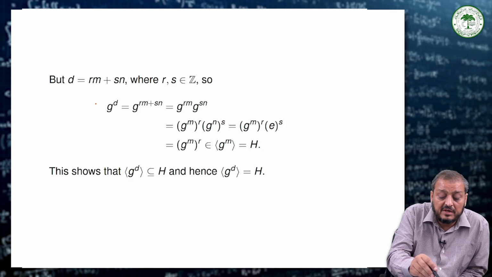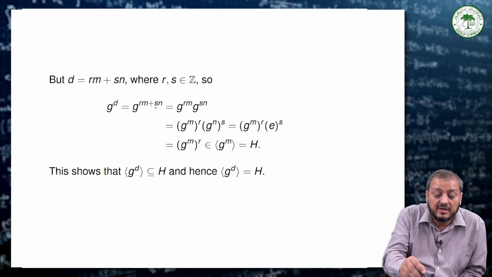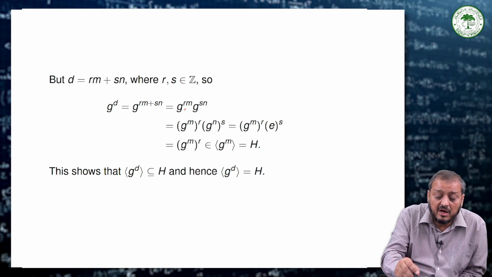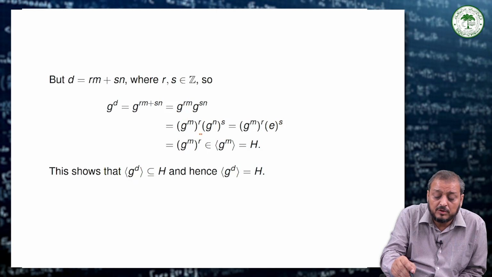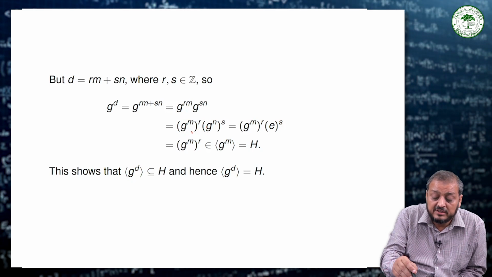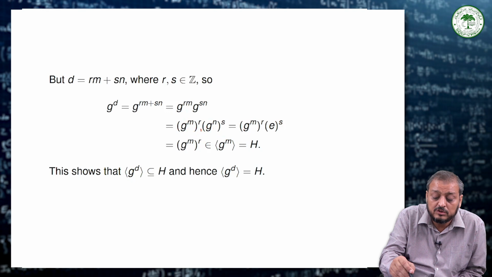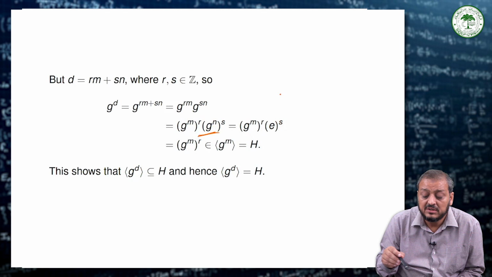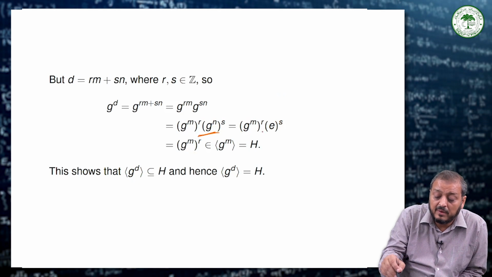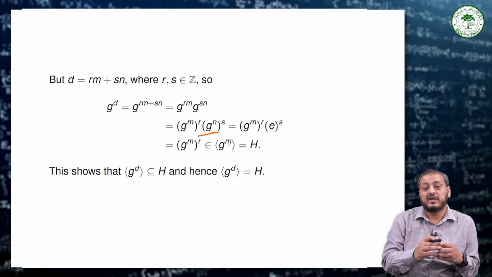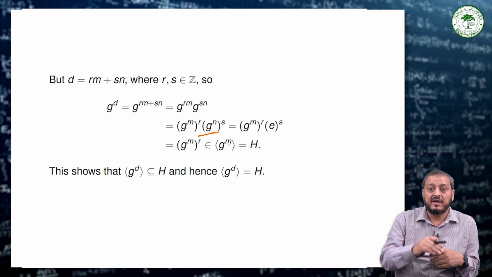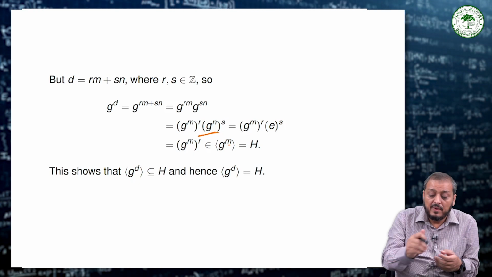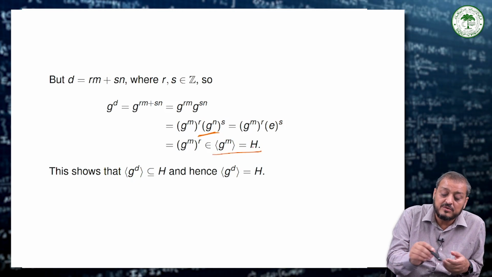So g to the power d can be written as g to the power rm plus sn, that is, g to the power m to the power r times g to the power n to the power s. Since g to the power n is equal to the identity, this is the identity to the power s. So clearly g to the power d can be written as some power of g to the power m, and that power belongs to the subgroup generated by g to the power m, which is equal to H.